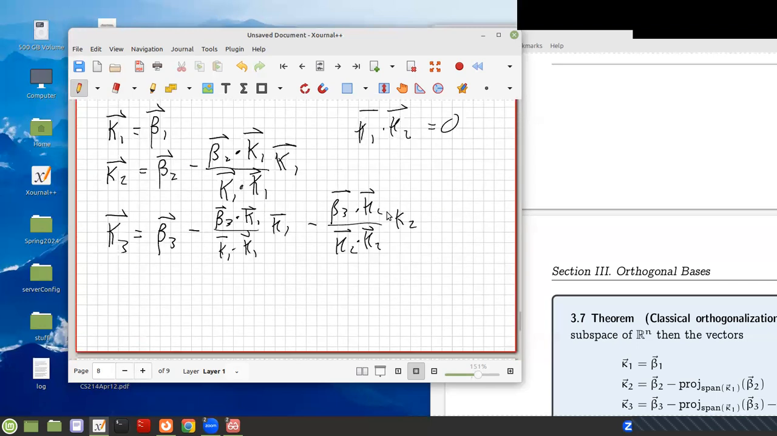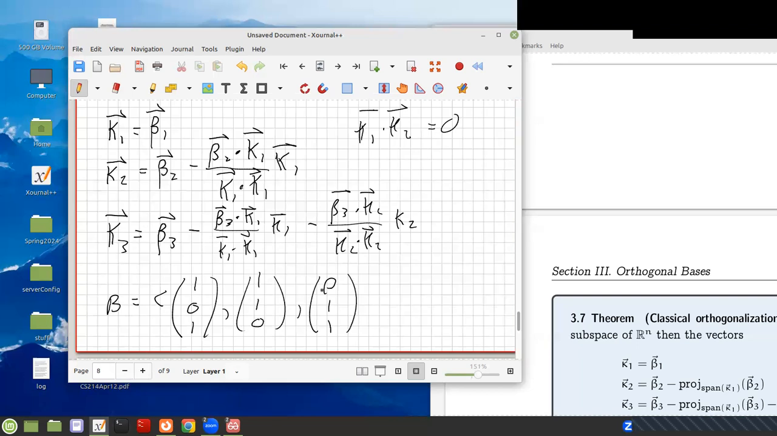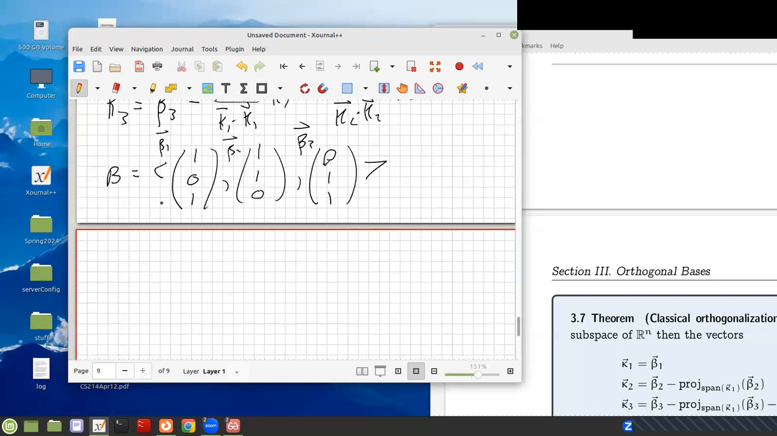So the point is, let's practice this with, let's say, B equals 1, 0, 1, 1, 1, 0, and 0, 1, 1. And none of them are perpendicular to any of the other ones. Okay, here's beta 1, beta 2, beta 3, and what does the classical procedure produce for kappa 1, kappa 2, and kappa 3?